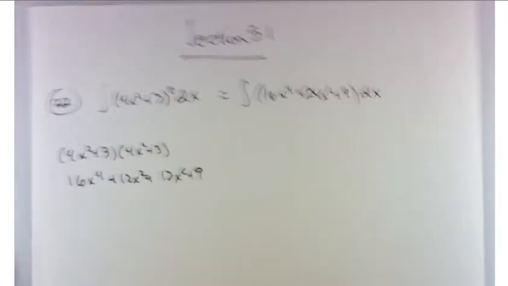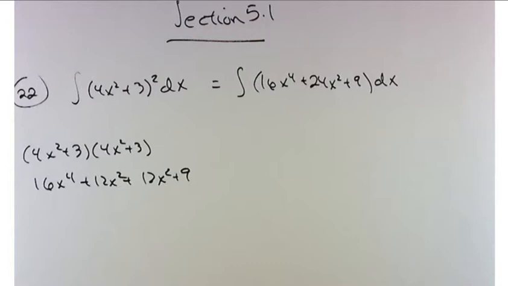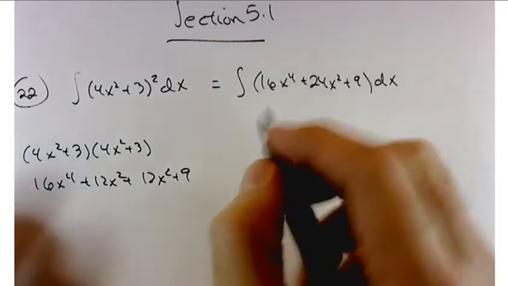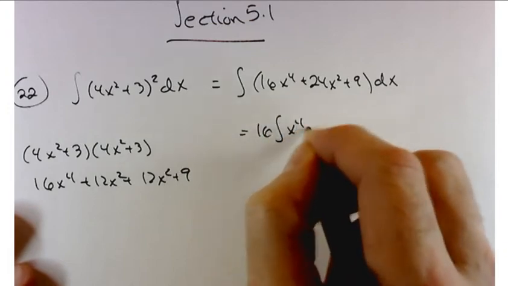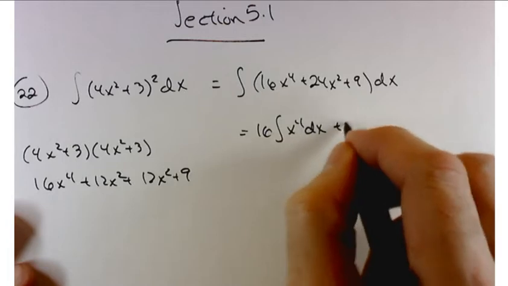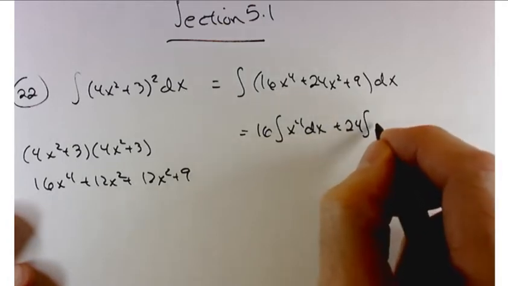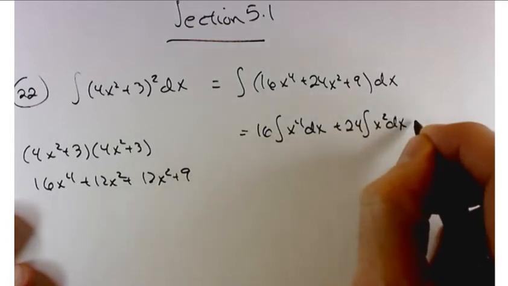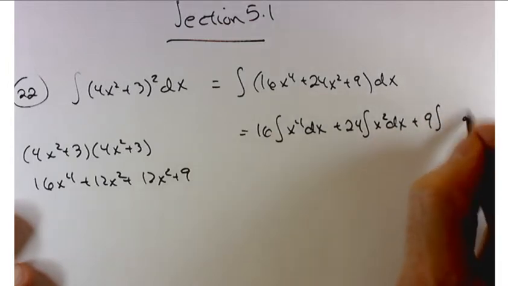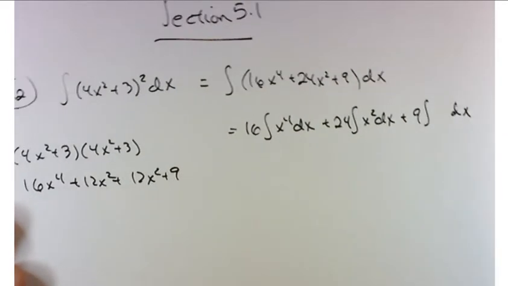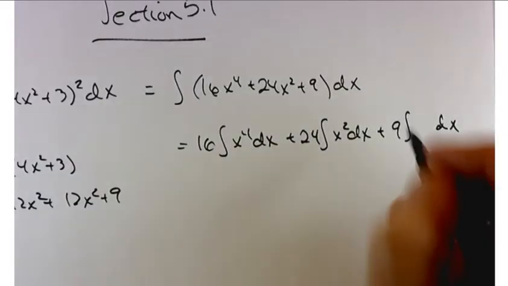So, okay. It's up to you if you want to split these things up. We can. Maybe I'll split this one up, but subsequent ones, maybe we won't. So I'll rewrite this as 16 times the integral of x to the fourth dx plus 24 times the integral of x squared dx plus 9 times the integral of 1 dx. But instead of writing it as 1, let me write it as x to the 0.